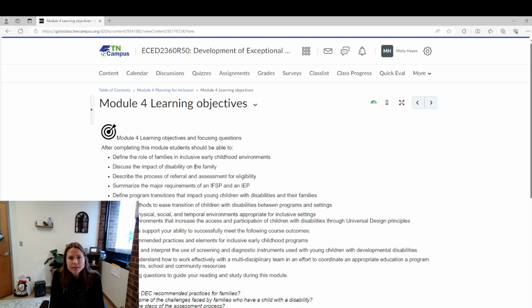Identify methods to ease transition. Again, that's connected to your transition plan. And then we're going to be able to describe physical, social, and temporal environments. That goes back to that universal design principles, right? And you're going to see those connections when we look at our fieldwork, because you will be looking specifically at that when you do your fieldwork assignment.